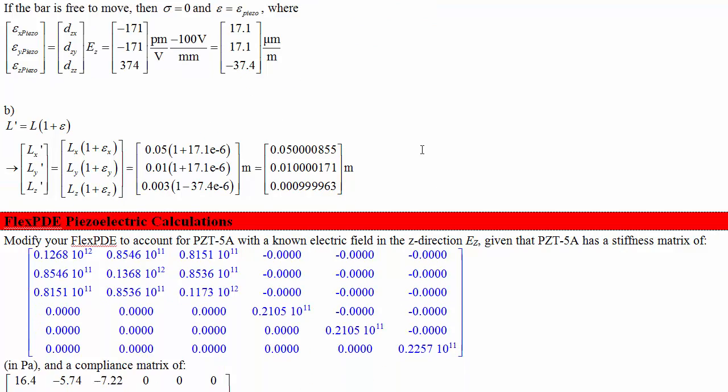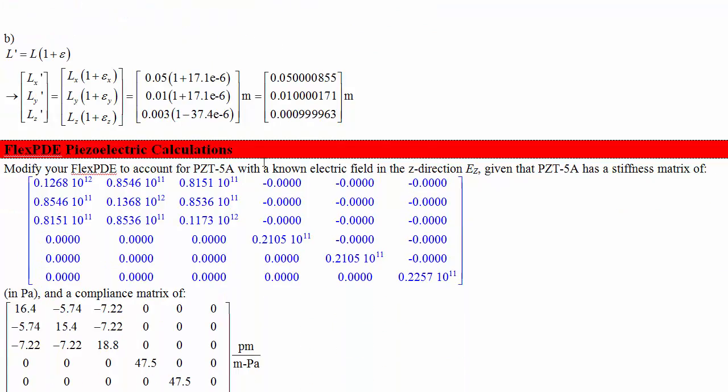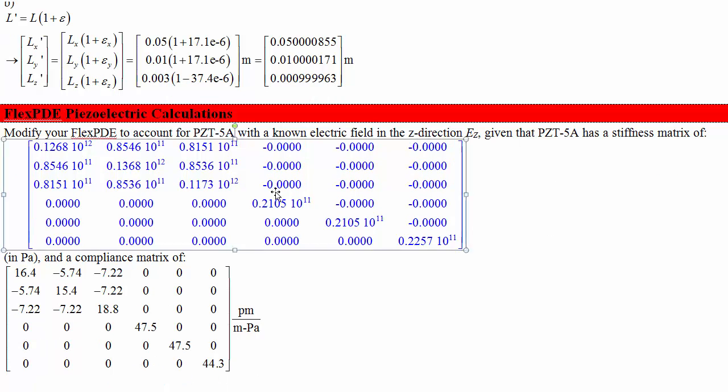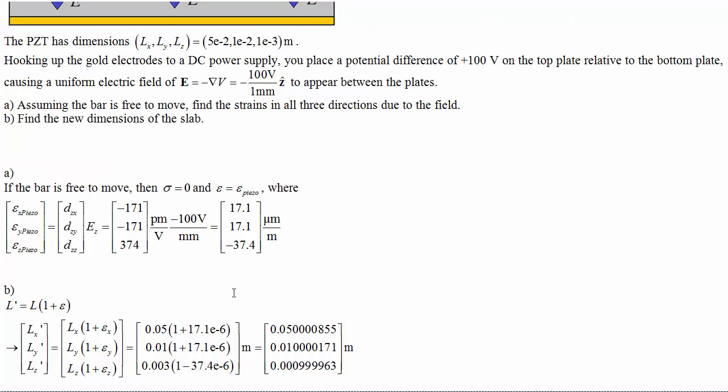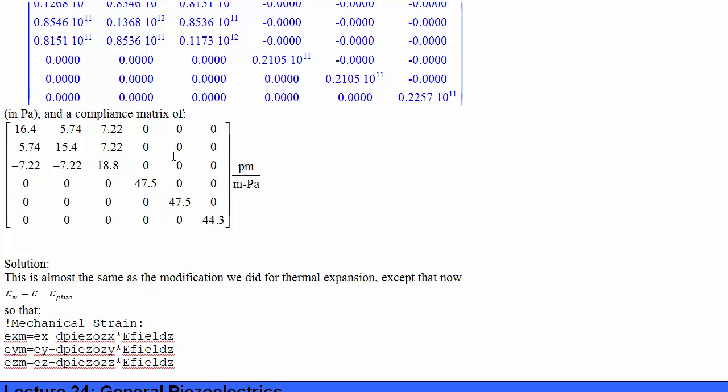One more example for today. Modify your FlexPDE to account for PZT5A with a known electric field in the Z direction EZ, given that PZT5A has a stiffness matrix of this and a compliance matrix of this. So it's going to be very similar to the change for thermal expansion, except that now we have to add in a different strain in all 3 dimensions based on these calculations in terms of EZ. So all we'll do is say that EX mechanical is equal to EX minus D piezo ZX times E field Z, and similarly for Y and Z, same as it was for the thermal strain. Great.